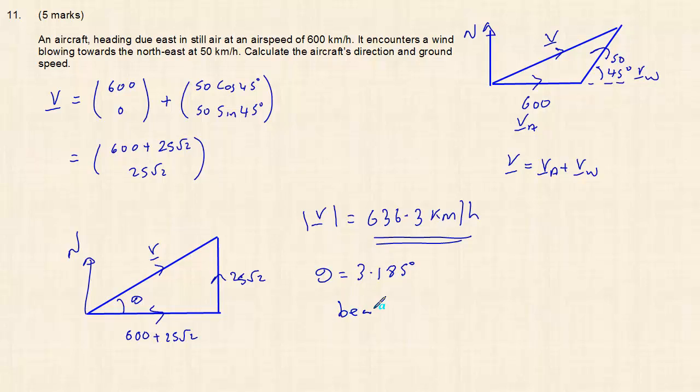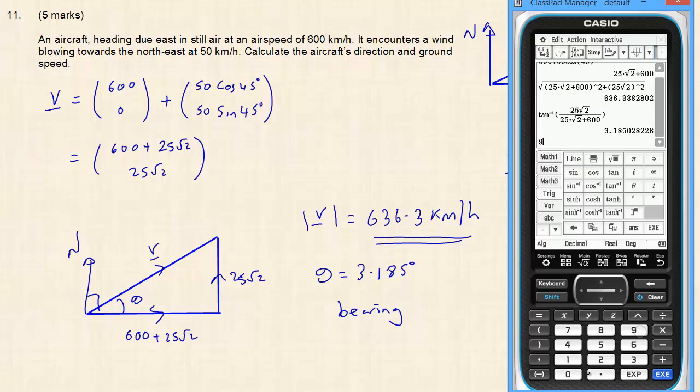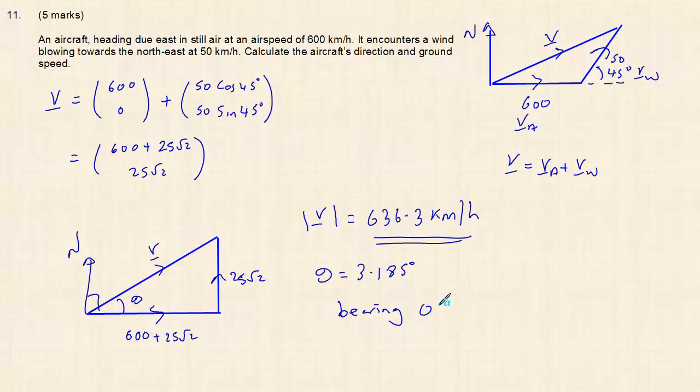So the bearing is going to be 90, take away that last answer. So we're going to do 90, take away this answer here. So we're going to give that as 0.87 degrees as a 3-figure bearing.